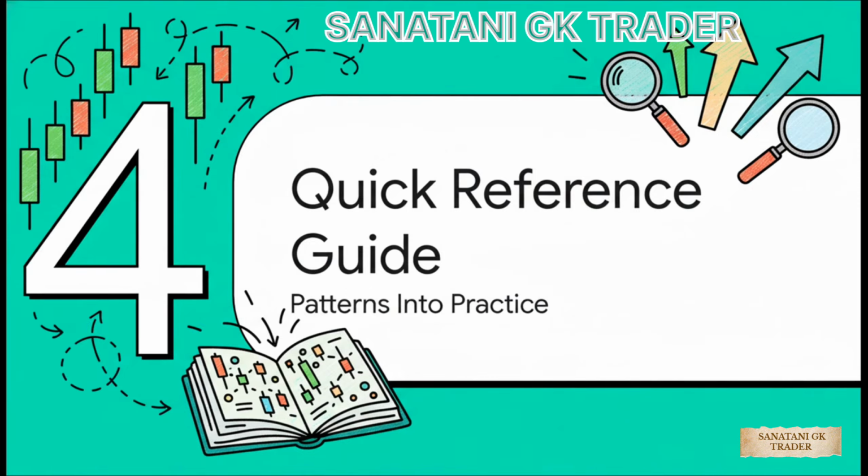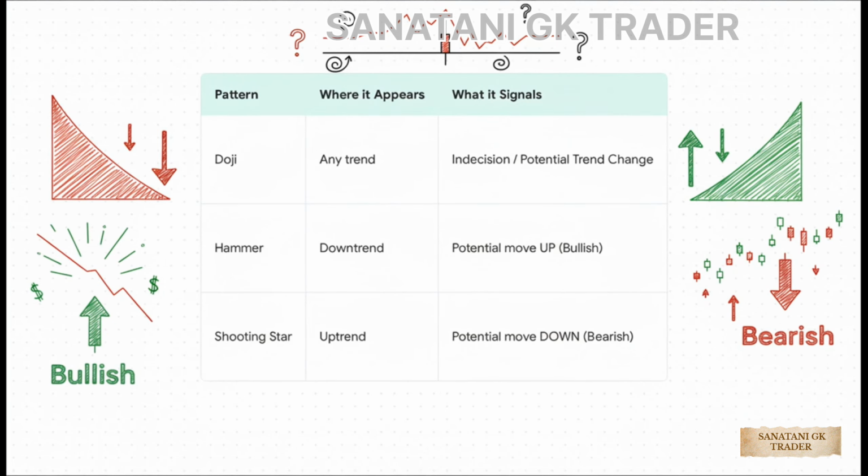Wow, okay, we have covered a lot of ground here. So let's pull all of this together into a simple, quick reference guide that you can use anytime you're looking at a chart. Here it is, your cheat sheet. Just remember the three stories. The doji is the story of a tie, total indecision. The hammer is the comeback story you find at the bottom, signaling a potential move up. And the shooting star is that story of a failed rally you see at the top, signaling a potential move down. Keep this handy, it'll help for sure.